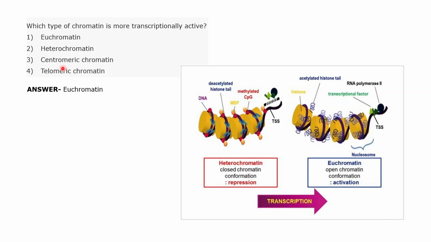The two other options are the chromatin formation that takes place in the centromere and telomere, so there's no particular definition to that. The answer to this question is euchromatin, the type of chromatin which is more transcriptionally active. Does anyone have any doubt regarding this?